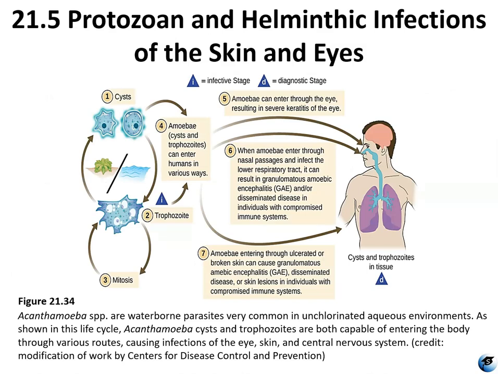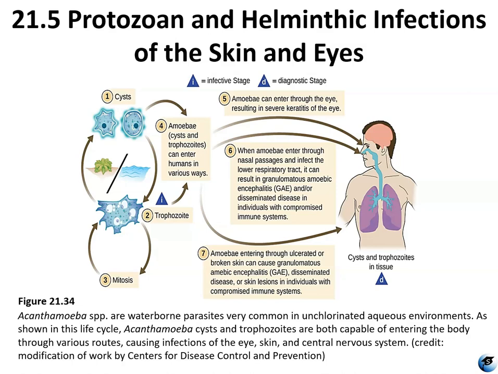Let's look at Acanthamoeba. They're waterborne parasites. They're very common in water that is unchlorinated. You have cysts that form and trophozoites that are capable of entering the body, causing infections of the eye, the skin, and in some cases even the central nervous system. So in that way it can become systemic.